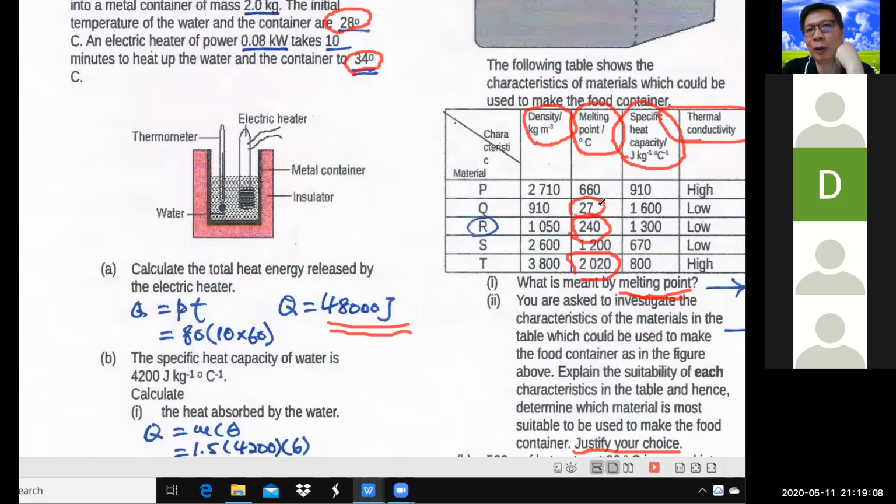Normally hot food is around 100 degrees, right? So the melting point must be a minimum of 100 degrees. Okay, understand?